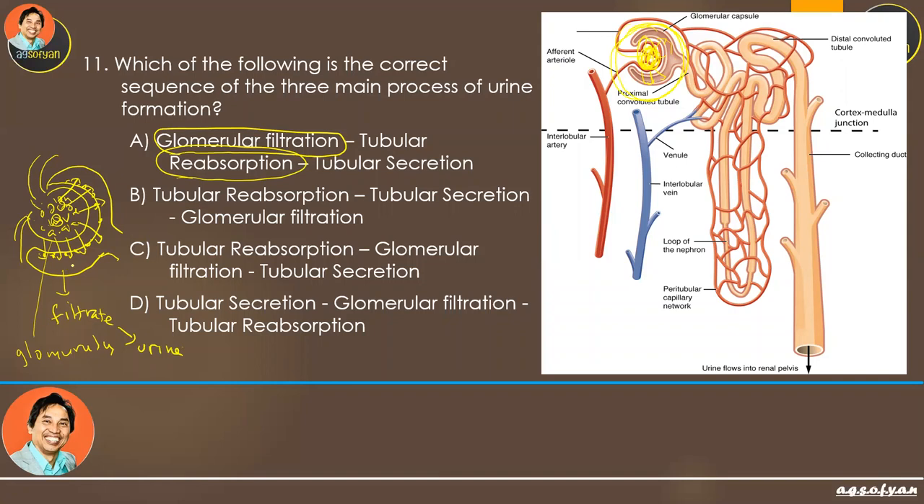In the filtrate there are only small molecules. For example, glucose will be here, amino acids will be here, ions will be here. How about red blood cells, white blood cells, and proteins? They will stay in the blood. The small molecules, glucose and amino acids, become the filtrate and enter into this capsule. As you know, glucose is really important for us. It has to stay in the blood.